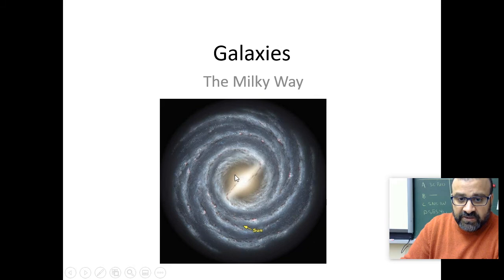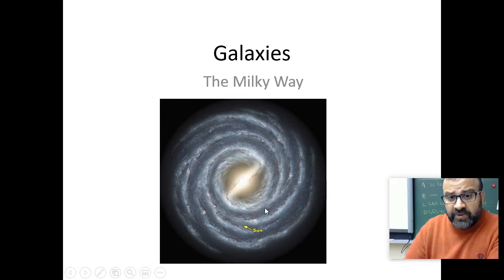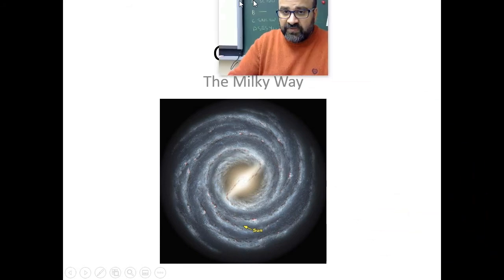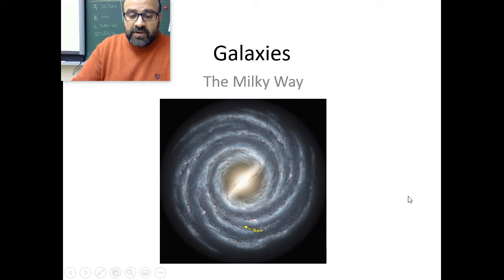You should be able to see my mouse. In the center, there is a bar of stars. Right? And then we've got these spiral arms of blue and white gases and blue and white stars. And we can see this beautiful spiral pattern. Okay, so that's what we're going to talk about.